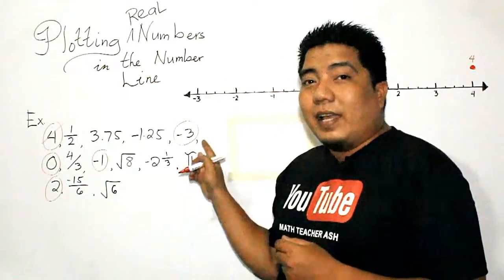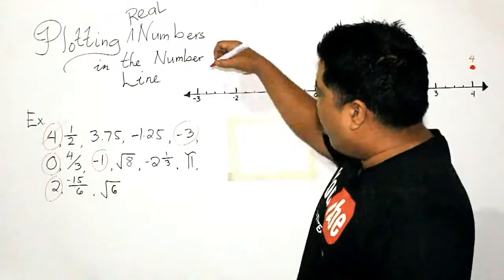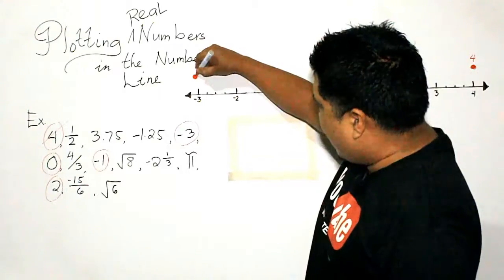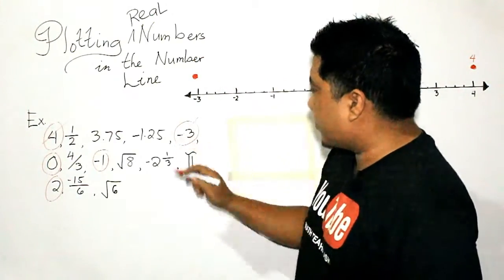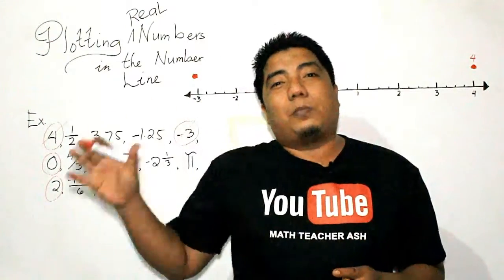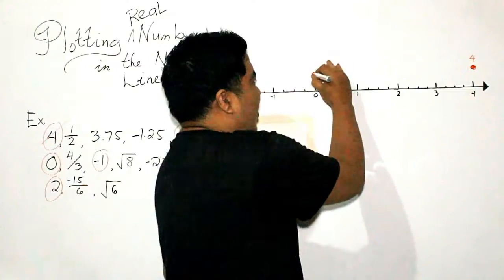Now we have negative 3. Negative 3 is in this part. So that is your negative 3. Now we have 0. Remember that 0 is neither positive nor negative. Okay, and that is here. Alright.